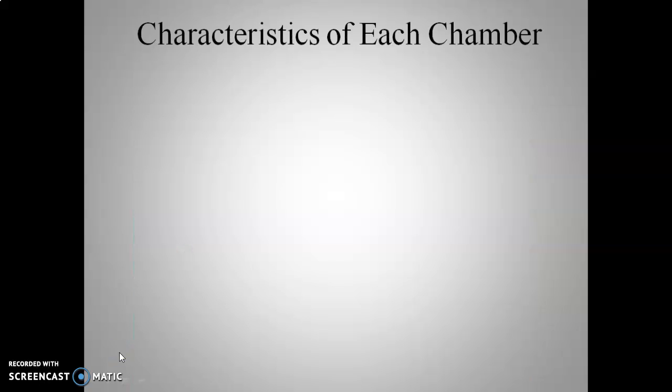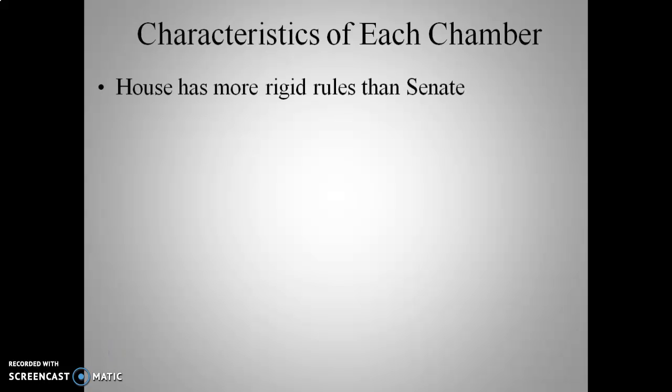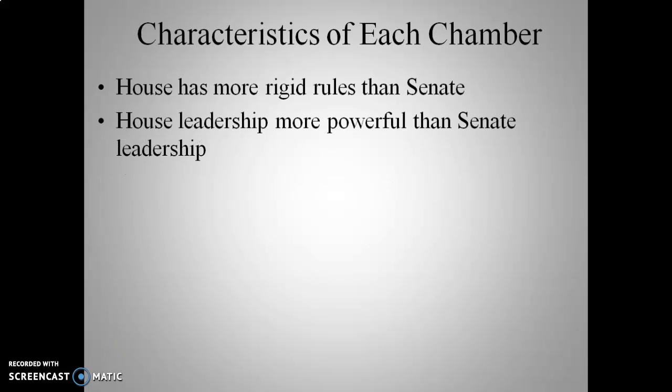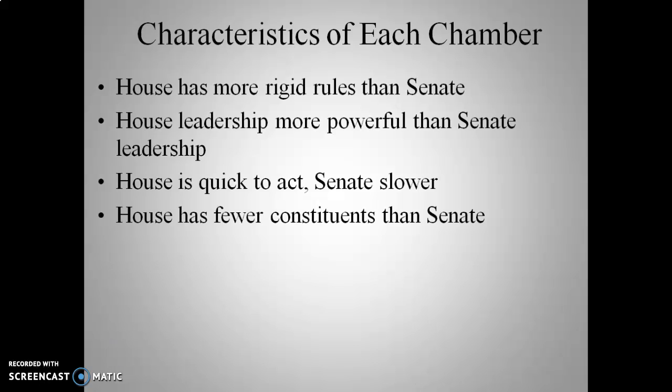First of all, to understand these rules, we need to look at the characteristics of each chamber. So the House of Representatives has more rigid rules than the Senate, and the House leadership has more power than the Senate leadership does. The House is very quick to act on potential legislation. The Senate acts much more slowly. The House has fewer constituents than the Senate does.